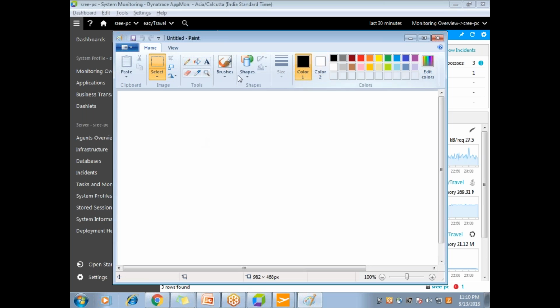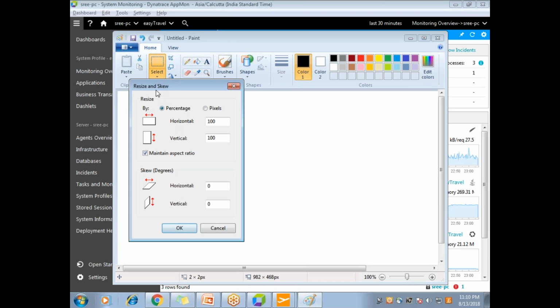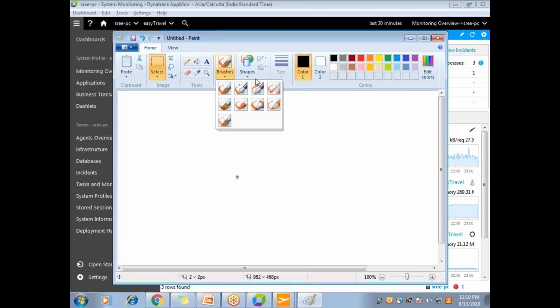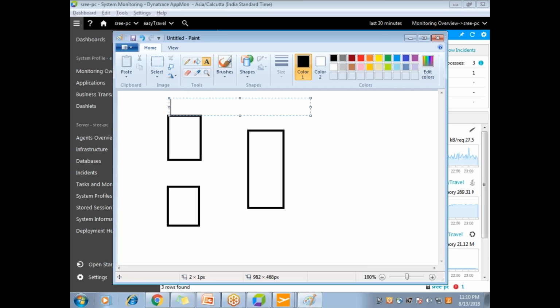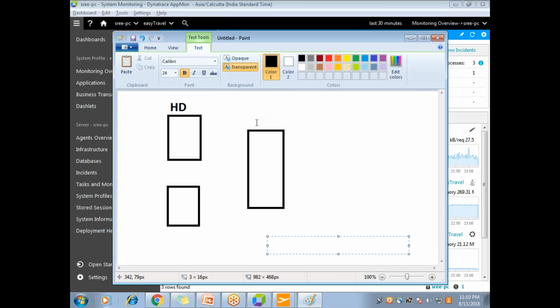Okay, so now the most important thing. How can I draw a box? Shapes, right? Okay, now think this is the CPU. Sorry, this is the hard disk. This is the hard disk, and this is your RAM.